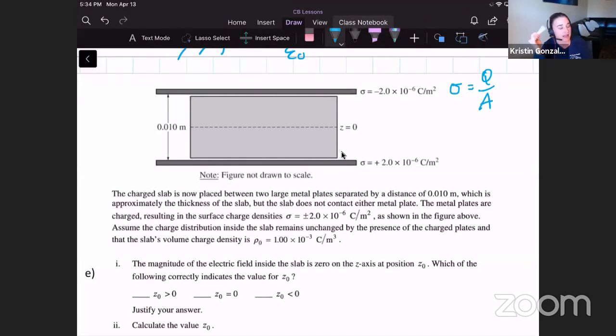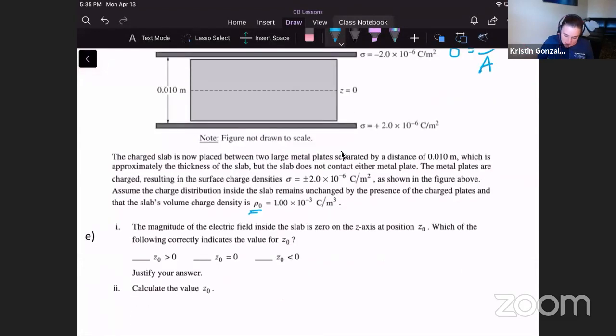Well, I'm kind of thinking in my head which way the electric field is in between those two plates. I'm not going to draw it in yet because I want you to do this next part. Assume the charge distribution remains unchanged by the presence of the charged plates, and the slab's volume density is rho. So now they're giving us rho, but we're still just going to keep everything in terms of symbols. We're not going to plug and chug because we know you're not going to be doing that on the exam.